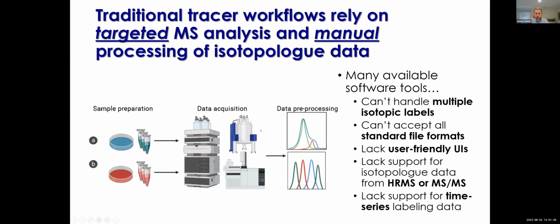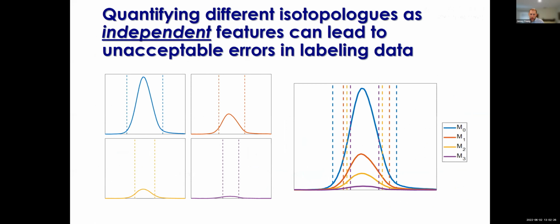And even though there have been in recent years some software tools developed that try to address these issues for processing isotopolog data, many of those tools still have shortcomings in that they can't handle multiple isotopic labels. They don't accept all the standard file formats. In many cases, they're command line driven tools that don't have user-friendly interfaces. They lack support in many cases for analyzing isotopolog data derived from high-res instruments or tandem instruments. And in many cases, they're only set up to compare a labeled sample versus an unlabeled sample, and they don't necessarily support time series analysis of the labeling data, which is incredibly important for getting at the dynamics of some of these pathways. So we've sought to address many of these shortcomings in our project.